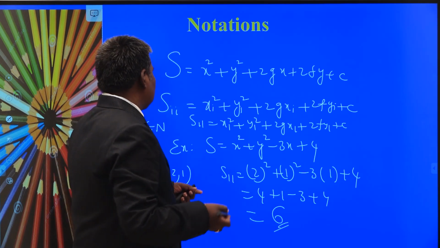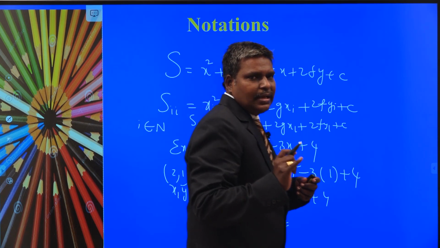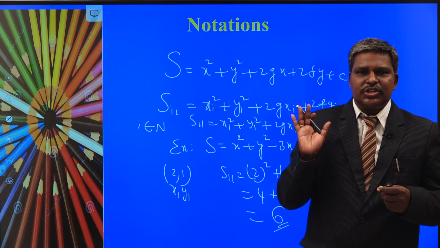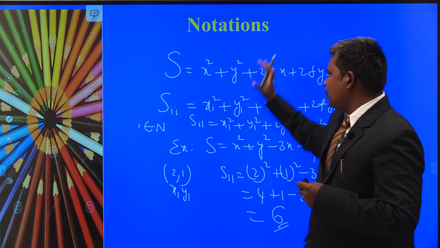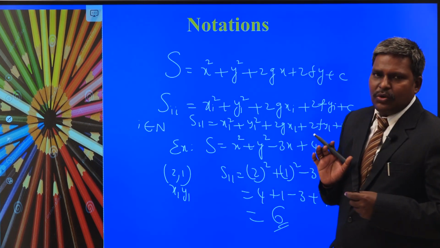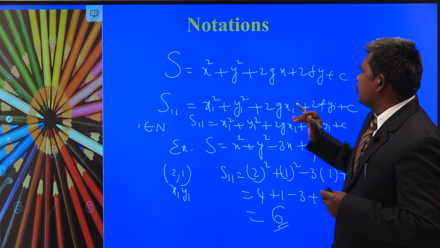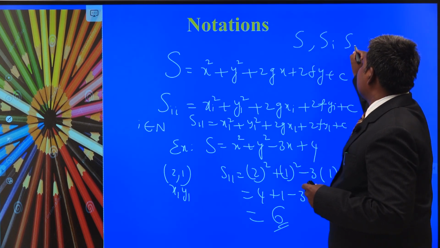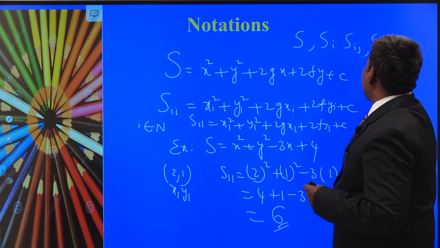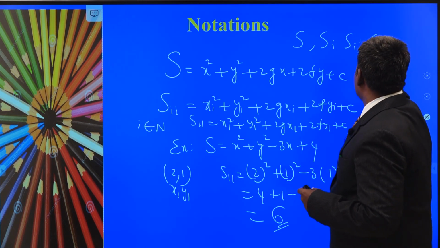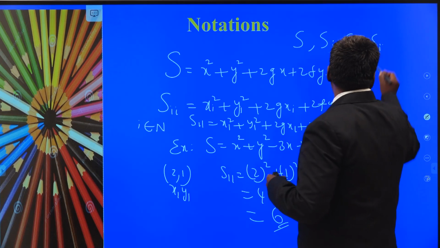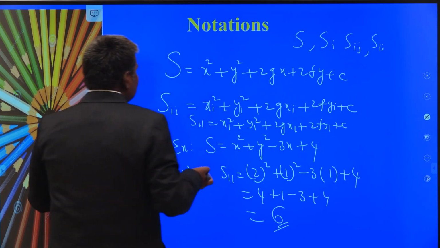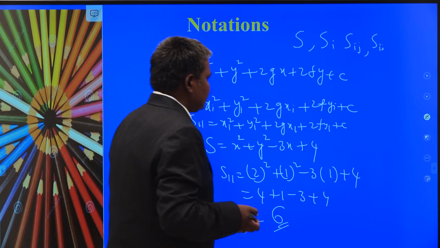So in this manner, we can obtain Si, Sij, Sii, where i comma j belong to natural numbers. So this is the way to write the notations. These are the notations: one is S, Si, Sij, Sii. These are the notations we have to use in the further concepts.